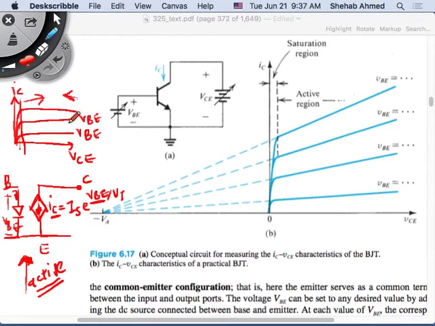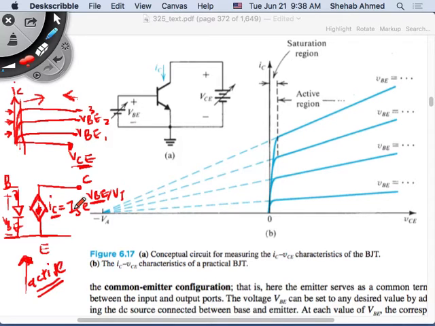In the active region, if I change VBE, 1, 2, 3, it will change the value of IC. IC here, IC here, IC here, right? But changes in VCE do not affect the values of IC, right? That's what this equivalent circuit model showed us, yeah. Right? So this was the ideal equivalent circuit model.